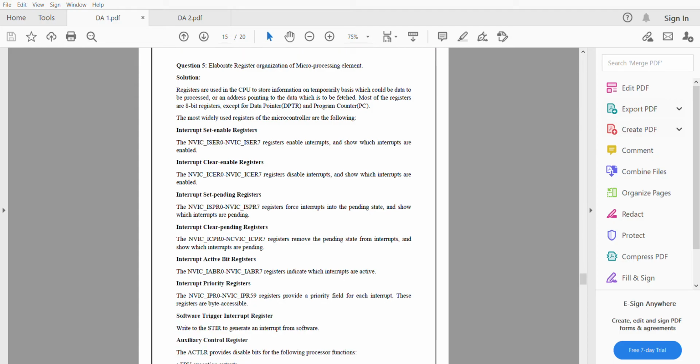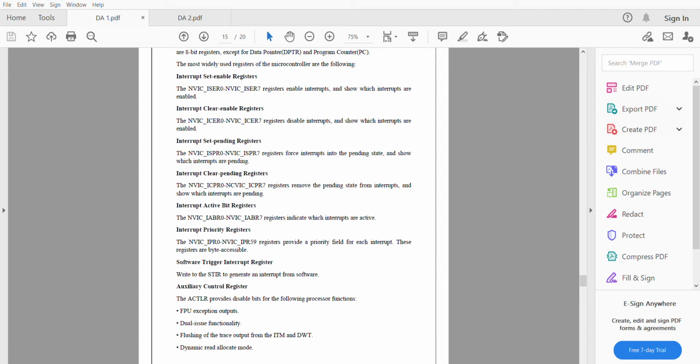These are various registers in the microprocessing element. These registers help us to understand how our controller is working.